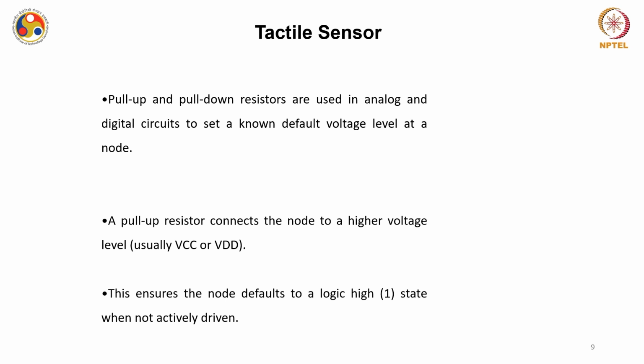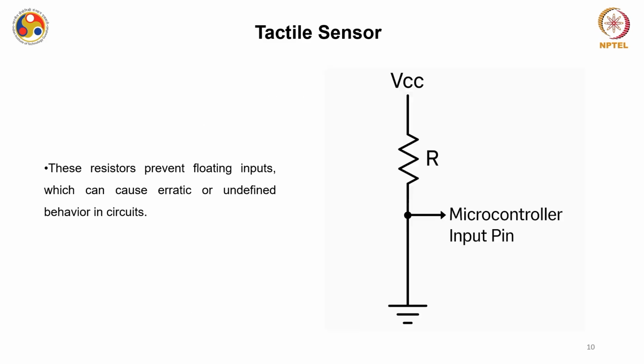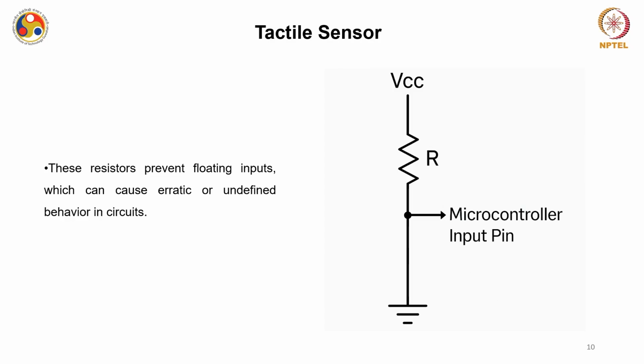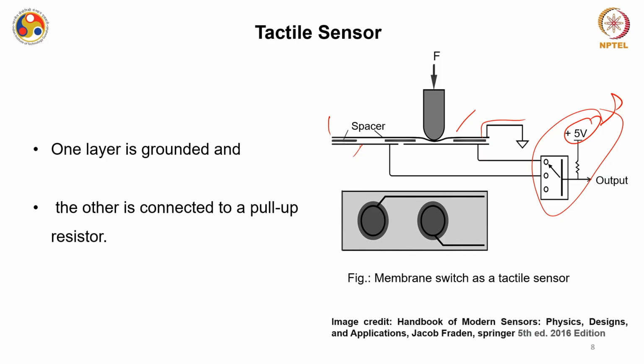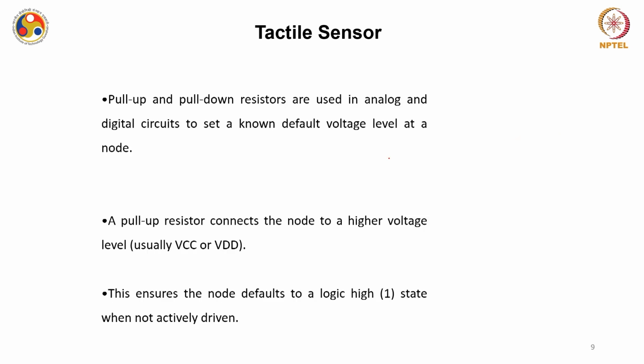This holds when the node is not actively driven. These resistors prevent floating inputs. You know that in digital circuits you have three states, either low, high or floating. So, these resistors prevent floating inputs, which can cause erratic or undefined behavior in the circuit. This is how the bottom layer is connected to a pull-up resistor. So, this is the basic configuration: the top foil is grounded, and the bottom is connected to a pull-up resistor.